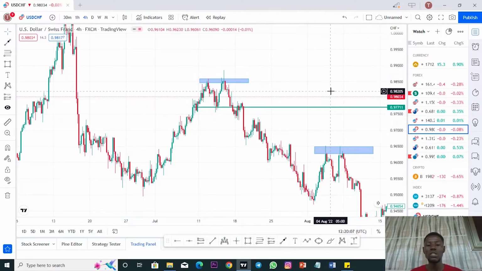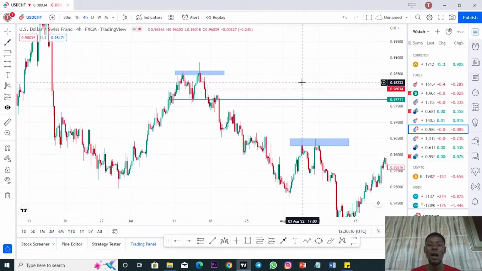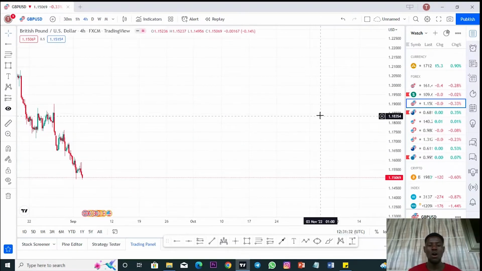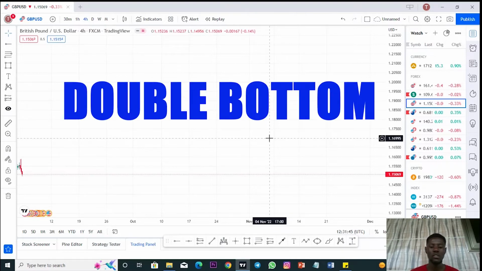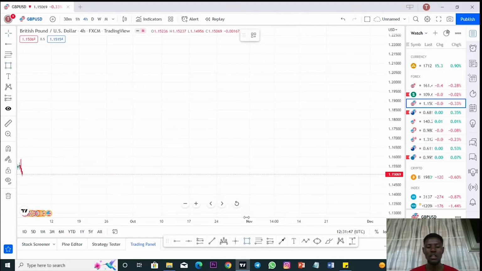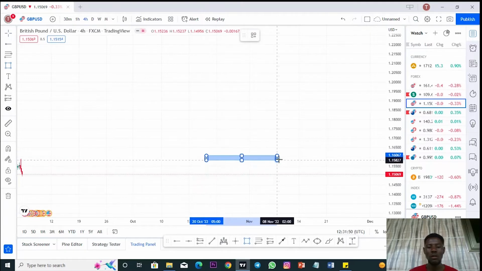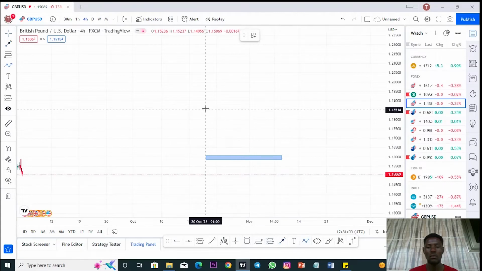Let's move to the second reversal pattern in the forex market. Alright guys, so the second reversal pattern in the forex market is the double bottom, and this is how the double bottom looks like. There will be a support region here, and then the market will be pushing from the higher high, and price reaches the support region.